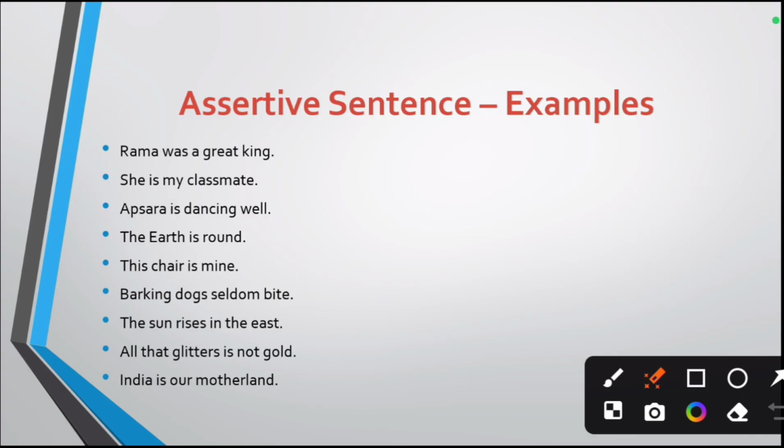The sun rises in the east. See here, you can see the example. All that glitters is not gold. It's a popular sentence. This one is also a statement. That is why it is also an assertive sentence.